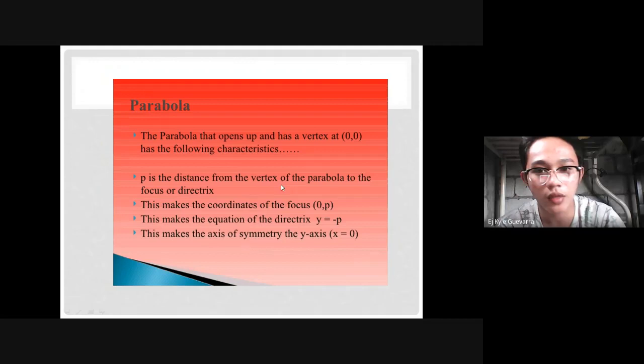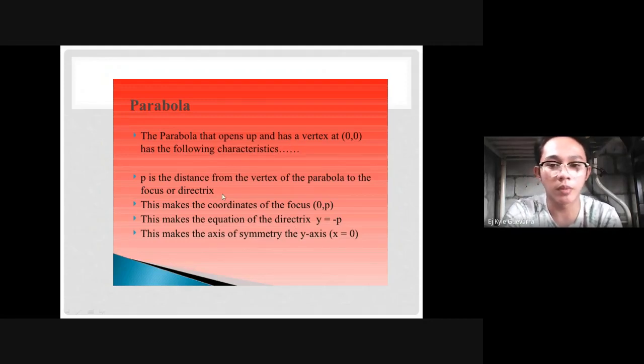p is the distance from the vertex of the parabola to the focus or directrix. The coordinates of the focus are (0, p). The equation of the directrix is y equals negative p. The axis of symmetry is the y-axis, the vertical line itself, because we are still at the origin.